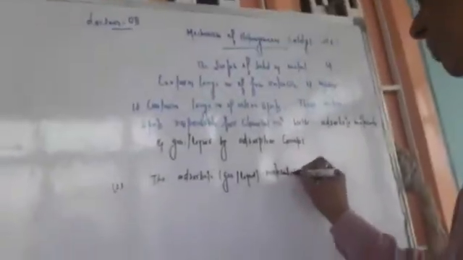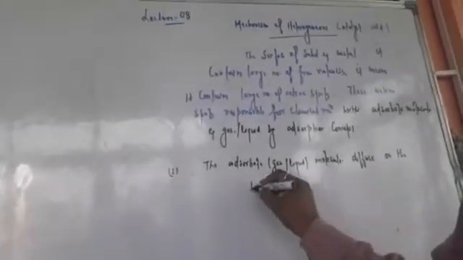First of all, the adsorbate, that is a gas or liquid molecule, diffuses on the metal surface, that is the catalyst.